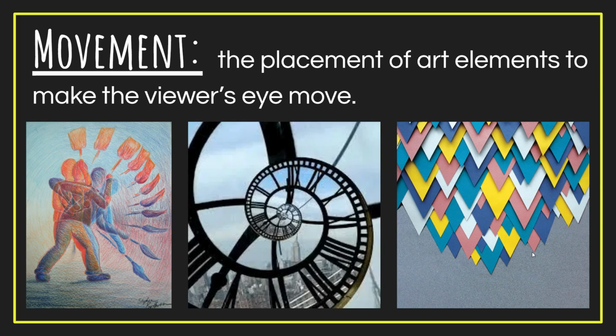So, for starters, movement is defined as the placement of art elements. So, that's our line, shape, color, value, texture, space, and form. Okay. And it's the placement of those elements to make the viewer's eye move. Now, in short, this design principle applies movement to a non moving picture. Now, the big question we have is how can a non moving picture convey movement?